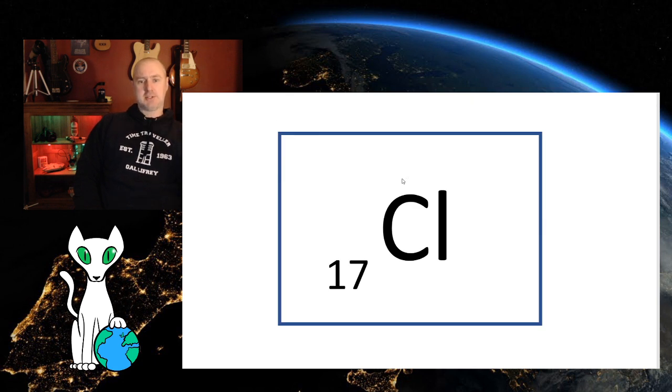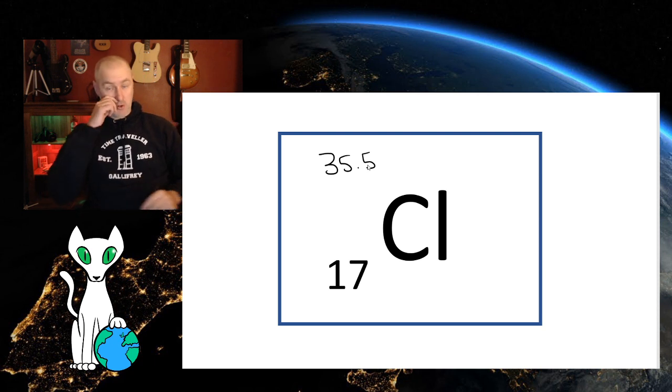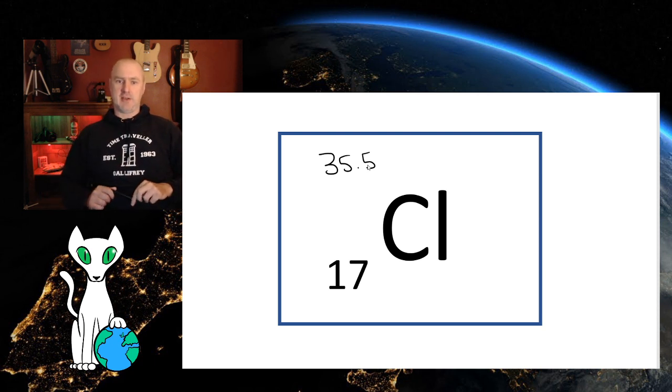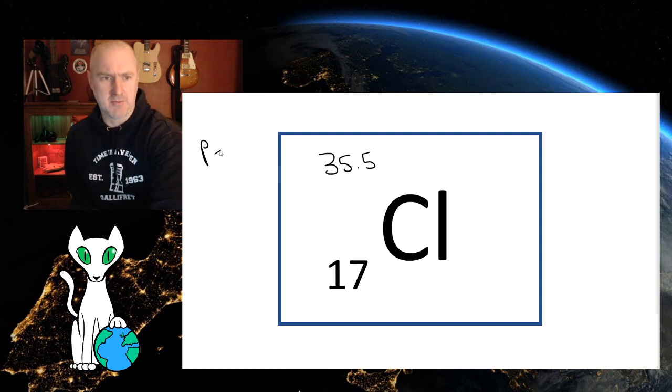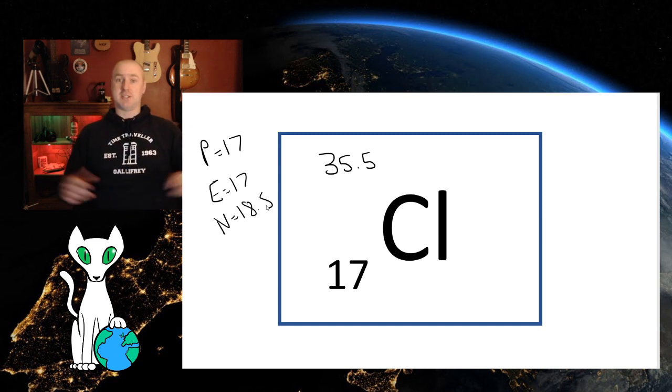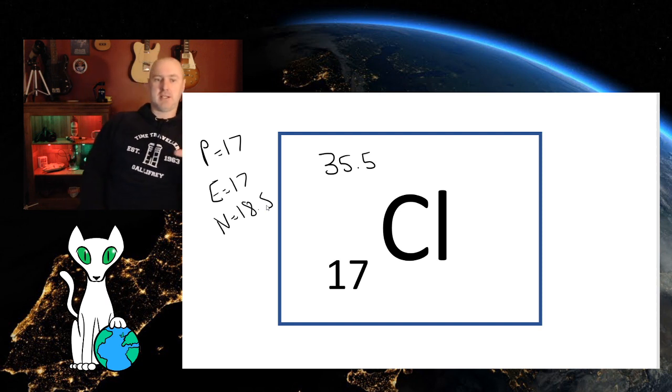Now, sometimes isotopes make things a little bit confusing. You may have looked at your periodic table in the past and you may have realized that chlorine, for example, has a mass number of 35.5. And that doesn't seem to fit what we've said so far, because we've got 17 protons, we've got 17 electrons, okay? But how is it possible to have 18.5 neutrons? It's not possible.